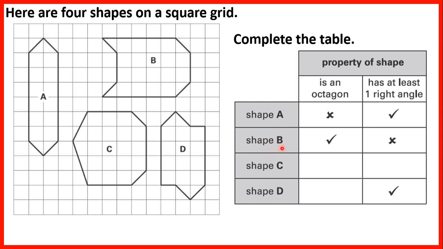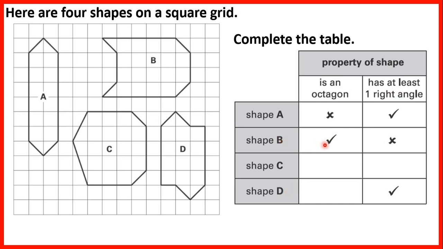Now they've done shape B for us as well. But it's useful to look at the table for the shapes even if they've been completed because this will remind us what an octagon and a right angle are and help us to complete shape C and shape D.